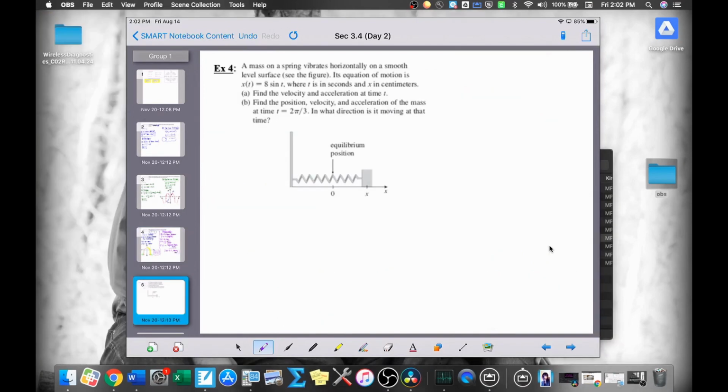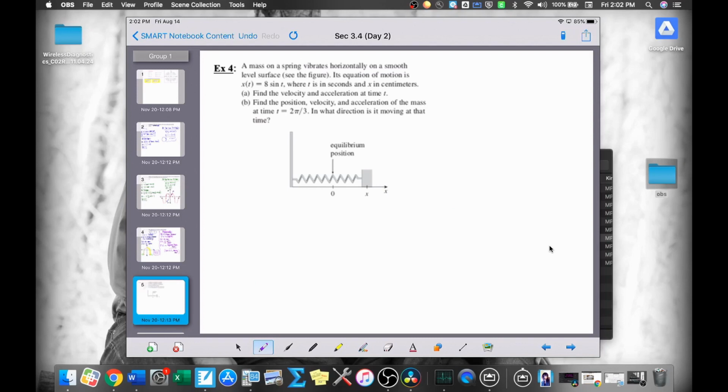Example 4 says, a mass on a spring vibrates horizontally on a smooth, level surface. Its equation of motion is x of t equals 8 sine t, where t is in seconds and x is in centimeters. A says, find the velocity and acceleration at time t. B says, find the position, velocity, and acceleration of the mass at time t equals 2 pi over 3. In what direction is it moving at that time?